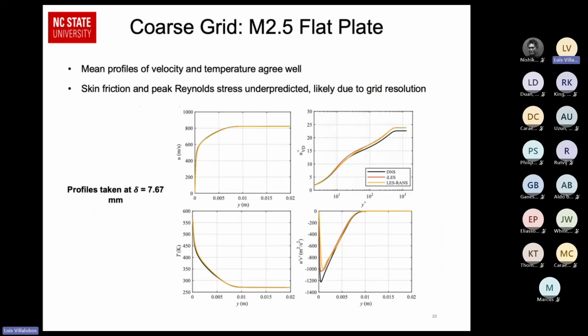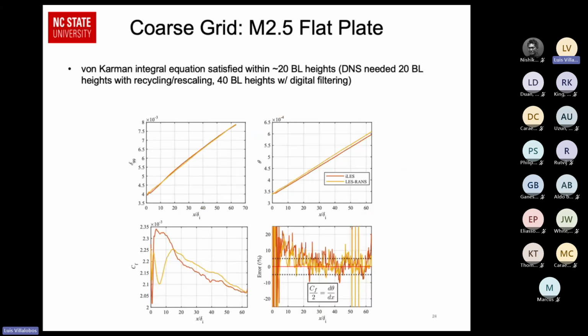Okay, this is a Mach 2.5 plate. Won't go into as much depth as this, but we can see that the U and temperature profiles agree nicely with the DNS. We are sitting higher than the reference DNS in the Van Driest transform plot, but I'm pretty sure this is to do with the coarseness of our grid in the spanwise direction, since I think that's a response typically you would see when your grid is under-resolved. This is the streamwise development. You can see that the von Karman integral equation is satisfied in roughly 20 boundary layer heights.